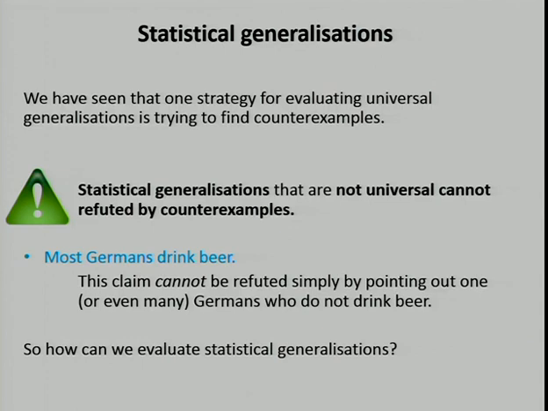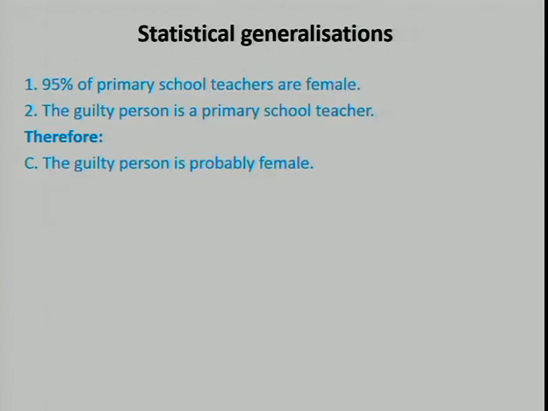So how do you evaluate them? And again, there are going to be two strategies for doing this. So strategy one, if you look at this argument here. 95% of primary school teachers are female. The guilty person is a primary school teacher, so the guilty person is probably female, right? If you look at that argument, good, bad, immediate thoughts?